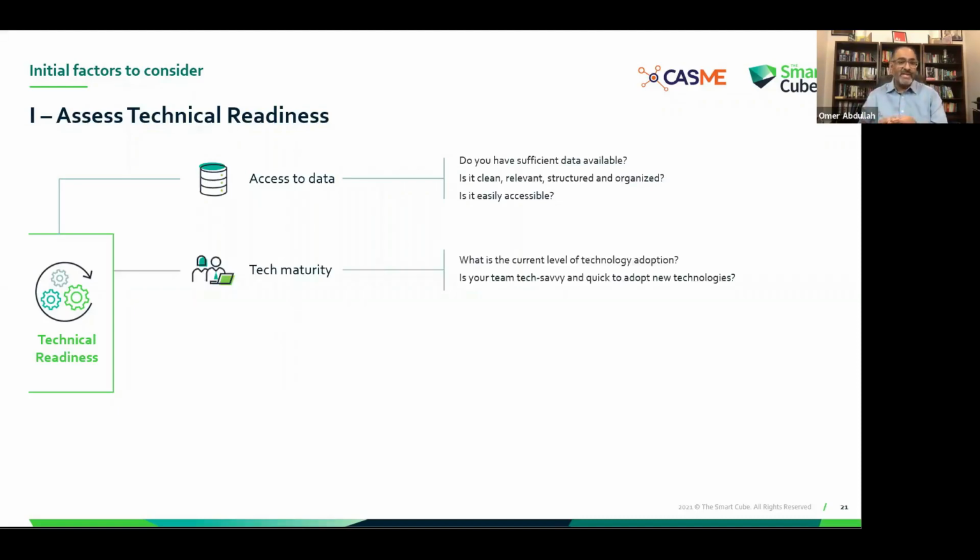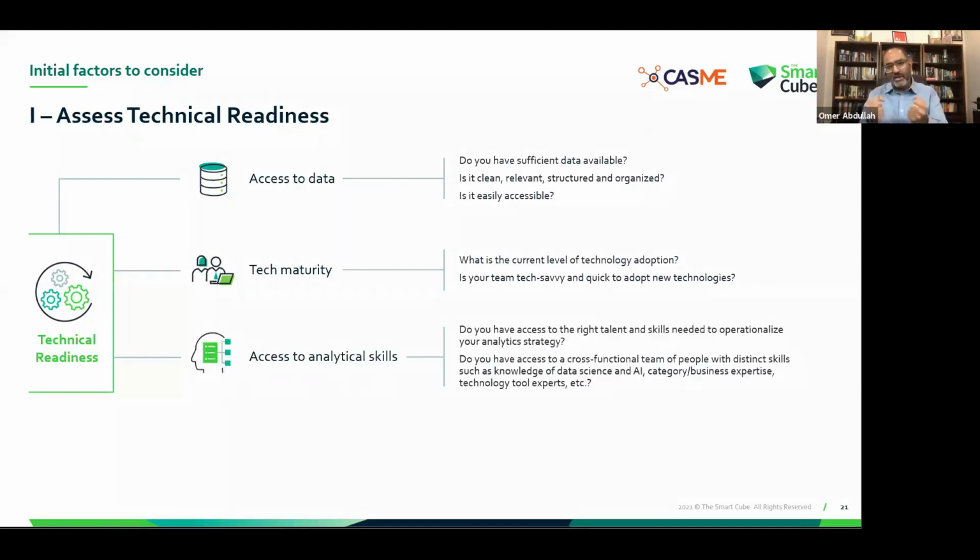The second aspect is tech maturity. What's the current level of technology adoption? Is your team savvy and quick enough to adopt new technology? It's a bit of a cultural nuance, which we're going to come back to in a second. The third aspect is, do we have access to the right analytical skills?